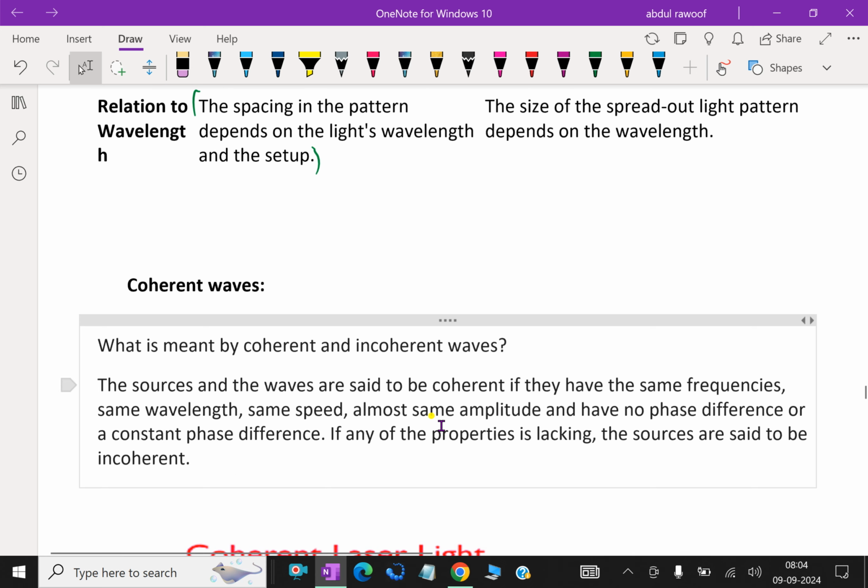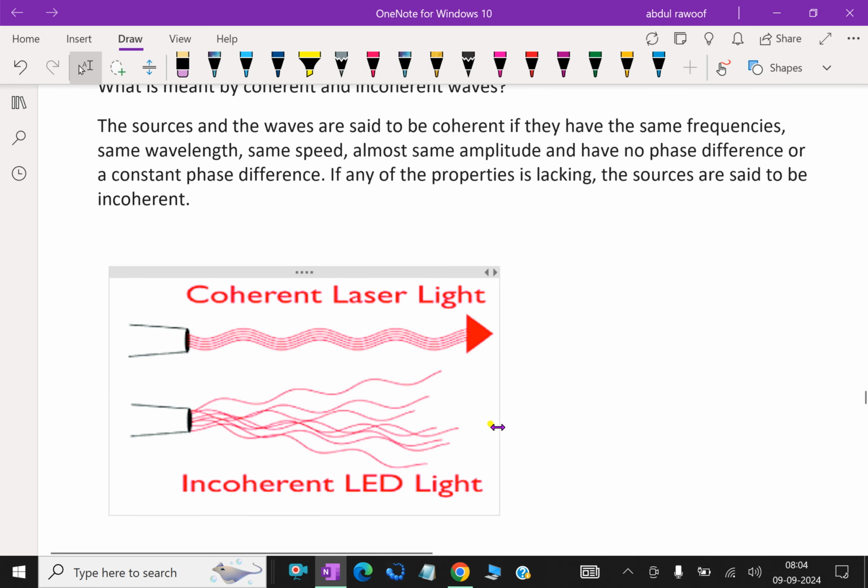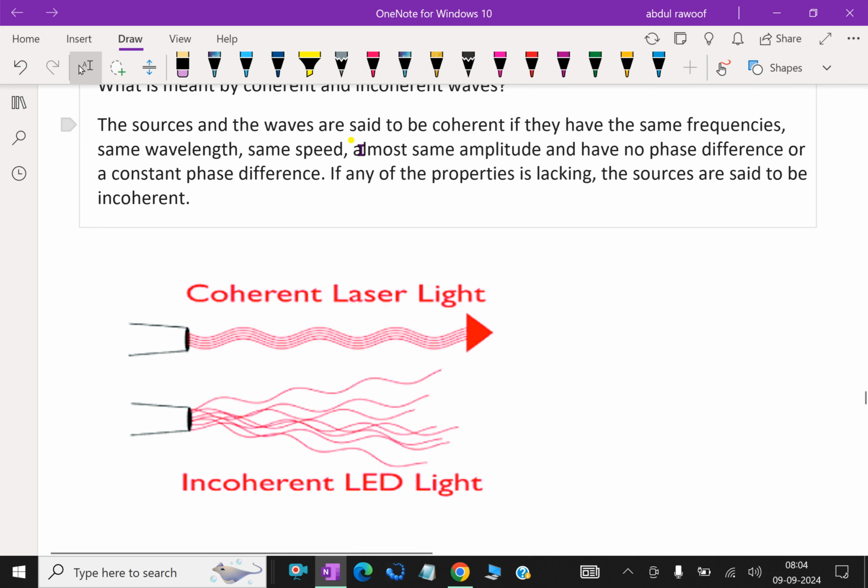Next one, what is coherent light? The sources and the waves are said to be coherent if they have the same frequency, same wavelength, same speed, almost the same amplitude, and have no phase difference or a constant phase difference. If any of these properties is lacking, the sources are said to be incoherent. That means coherent light should satisfy: same wavelength, same speed, almost same amplitude, and no phase difference or a constant phase difference.